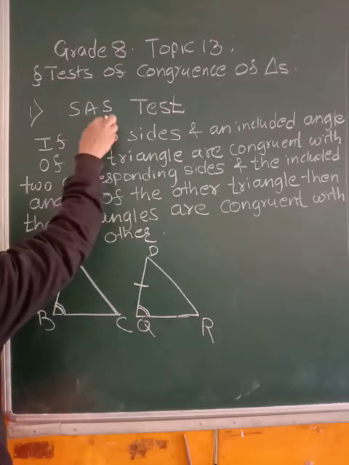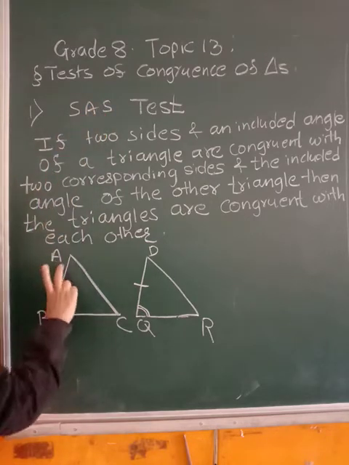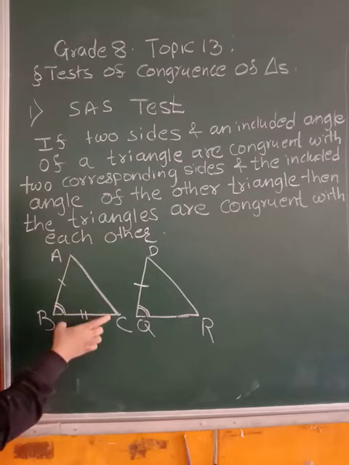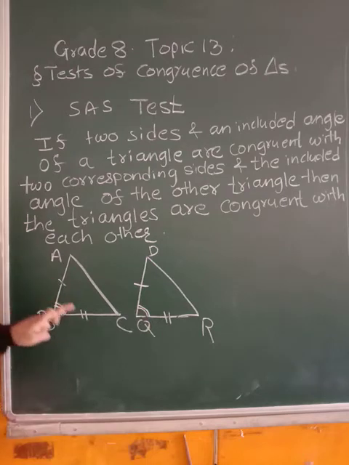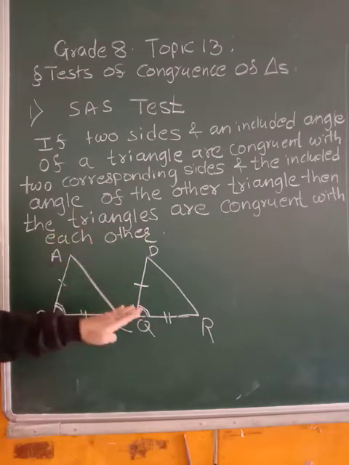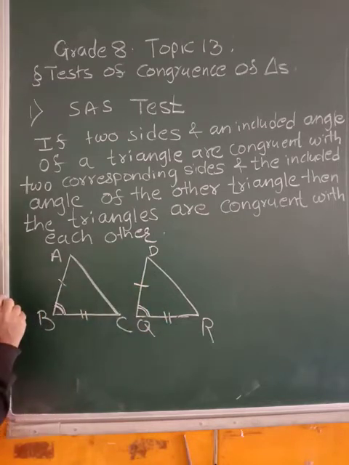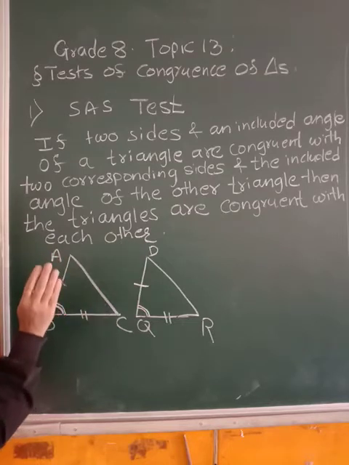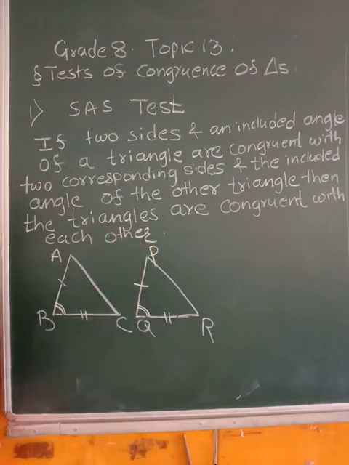And another side, this angle should be included in these two sides. That means these two sides should make this angle. That means another side should be BC. This should be congruent. If I know these three elements, that is two sides and included angle of one triangle are correspondingly equal to two sides and included angle of another triangle, then immediately I can say that triangle ABC is congruent to triangle PQR. Are you understanding me?